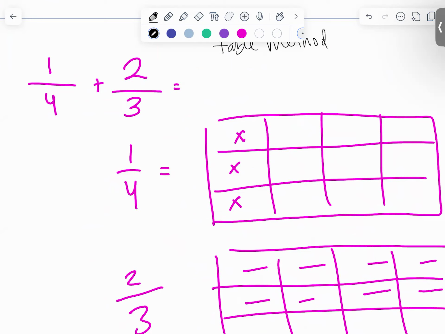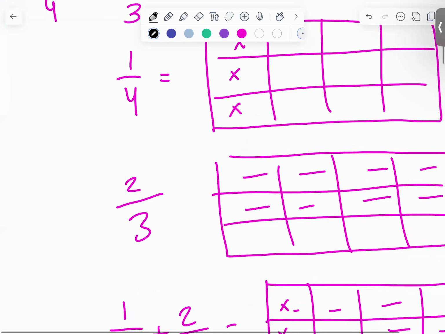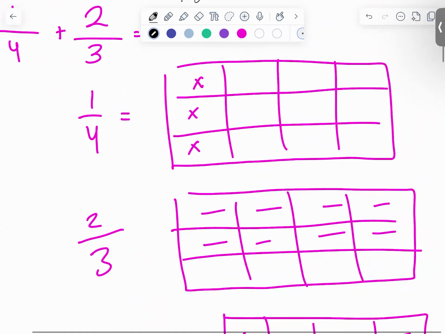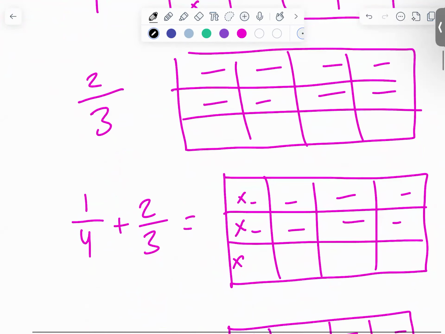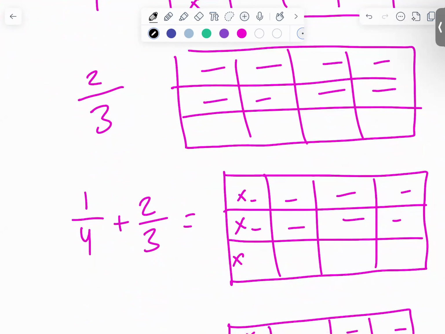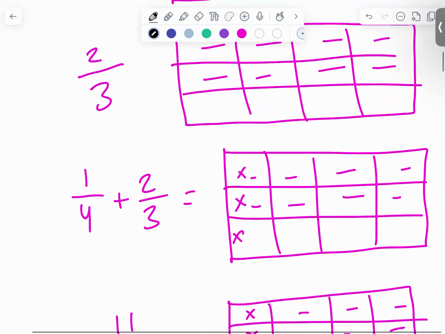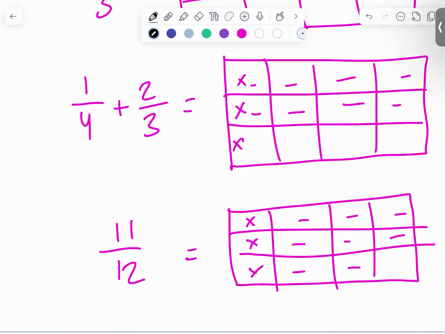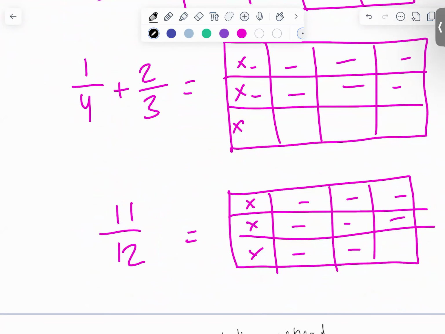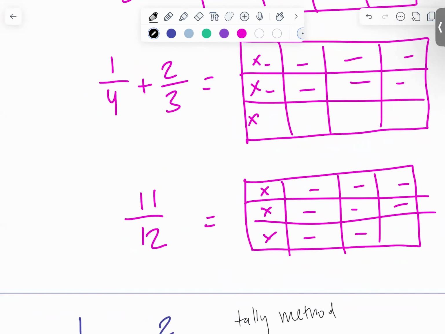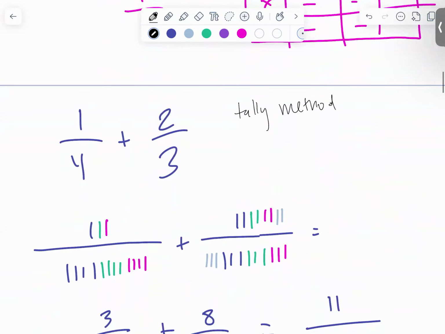And so what you do now is you put a little tally in each square that represents a fourth. And then you do the same thing. You draw your model again and you show what 2/3 would look like. Use a different little marker. And then when you add them together, you put all of that together inside of your table. And then you separate them, so that each little tally has its own unit box. And then you count how many are filled out of the whole. So it'd be 11/12.